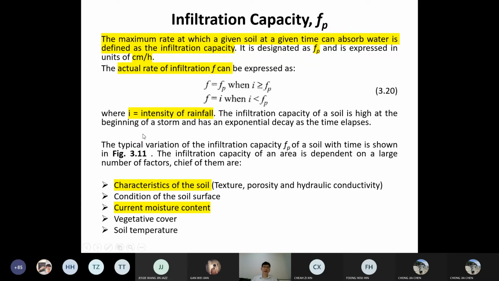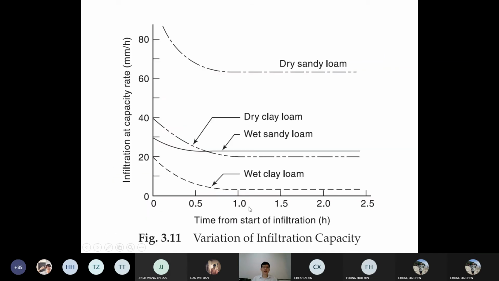And it has a very interesting quantity we call infiltration capacity, FP. At the beginning, when the rainfall starts, the soil has not yet gotten wet, so it is able to infiltrate a lot of water, the same thing as interception. At the beginning it can take a lot of water, but after that it will be saturated. Infiltration will slow down to a certain rate. It depends on the intensity of the rainfall, the characteristics of the soil, and the current moisture content. So you can see for different soils, sandy, loam, it will have a curve like that.